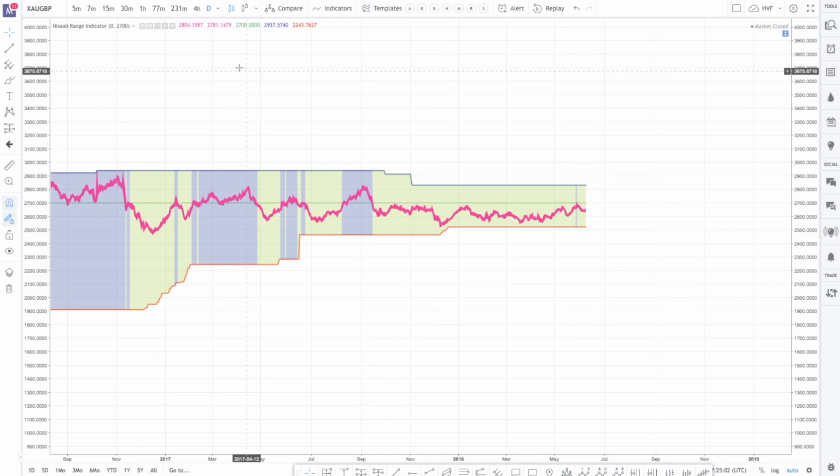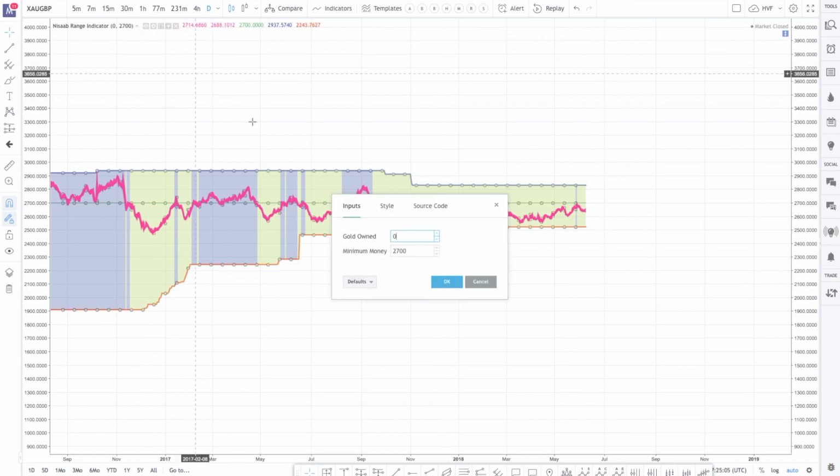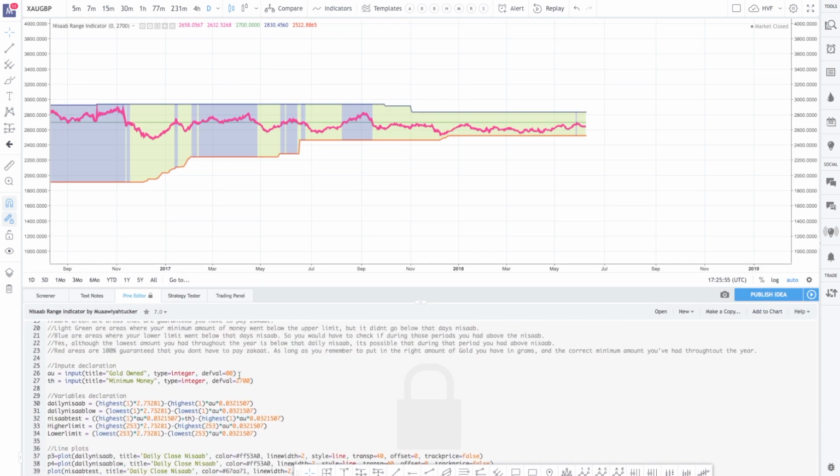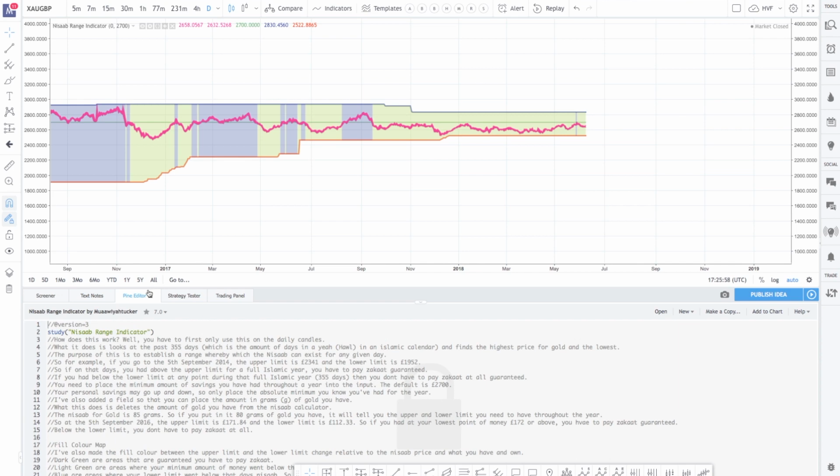We need two pieces of data. If you go to this cog here, we can see there are two fields you can input data in. You can input the amount of gold you own and the minimum amount of money you have. Once you've put that in, you will be presented with a green line that indicates the absolute minimum you've had at any given time. From there, you can see where it crosses above or below the Nisaab. For details on how this works, you can refer to the explanation in the code. If you click on this bit here, it says show source code. In the source code, we have explained in detail how this chart works.